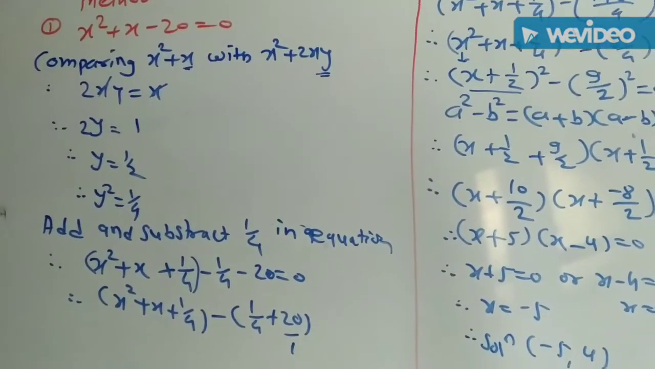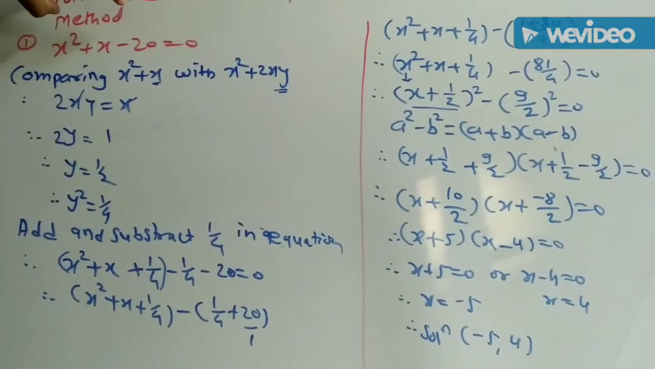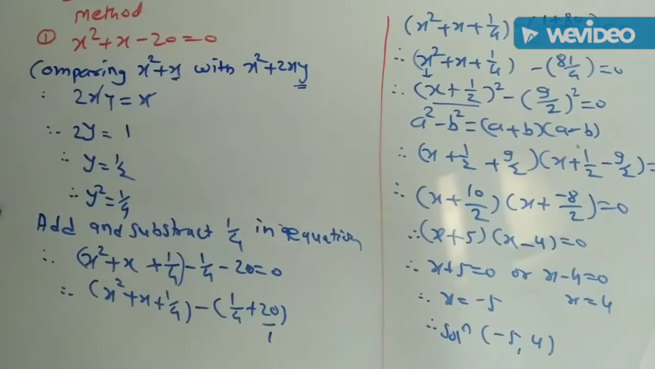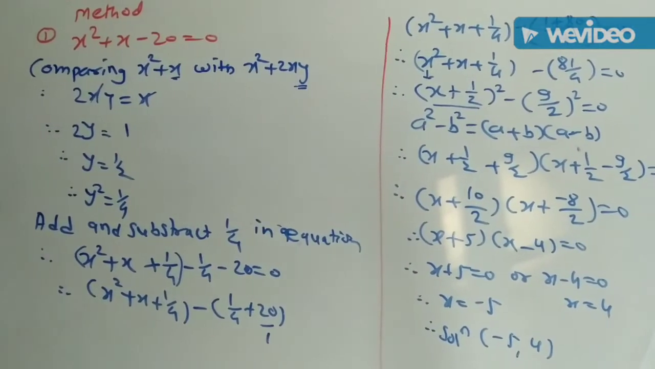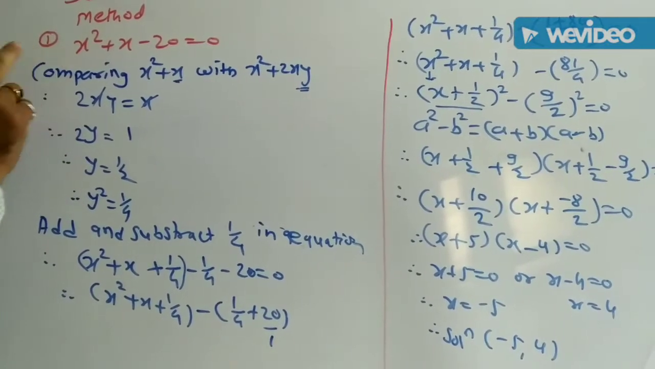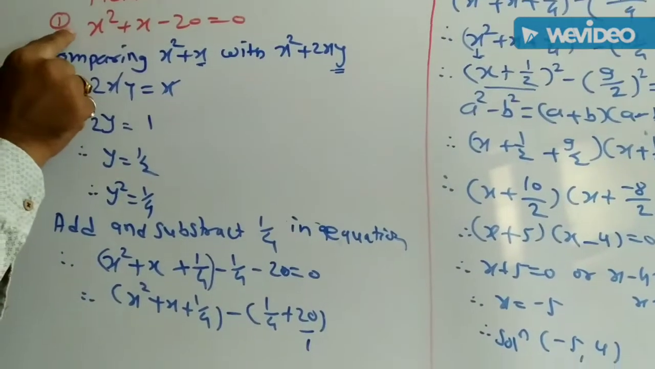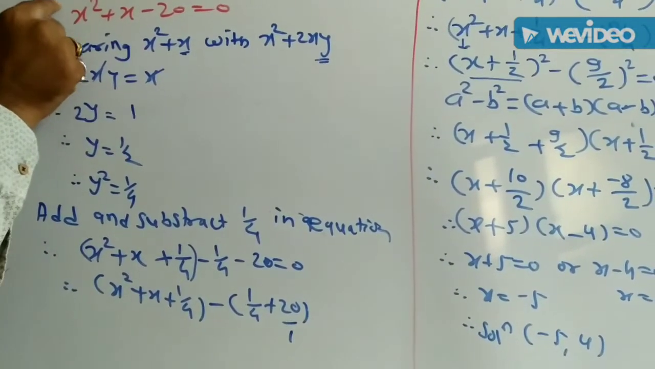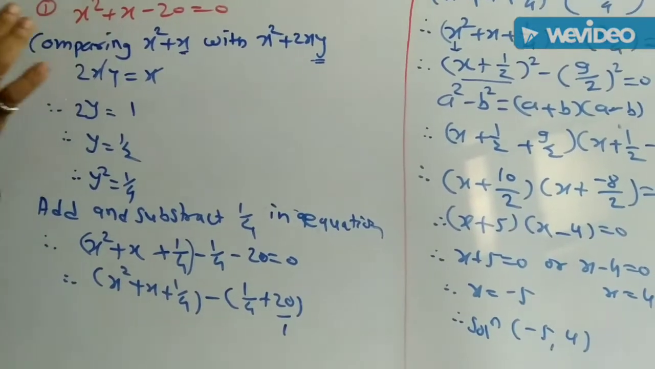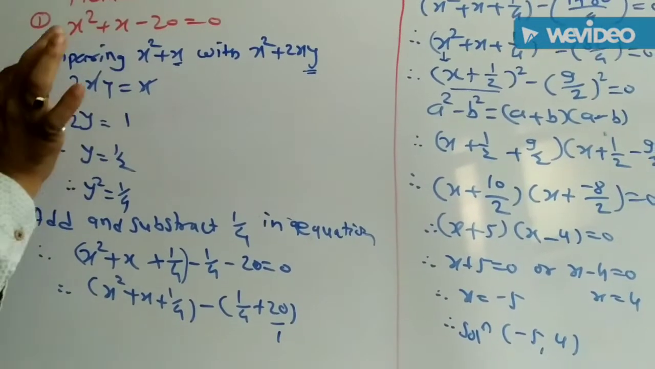Firstly, see whether the given quadratic equation is in the standard form or not. If it is not in standard form, firstly write it in standard form. Then see the coefficient of square term. If it is 1, then solve. And if it is not 1, it is greater than 1, then make it 1 by dividing by the same coefficient of square term. Now here the coefficient of square term is 1, therefore I directly take it.